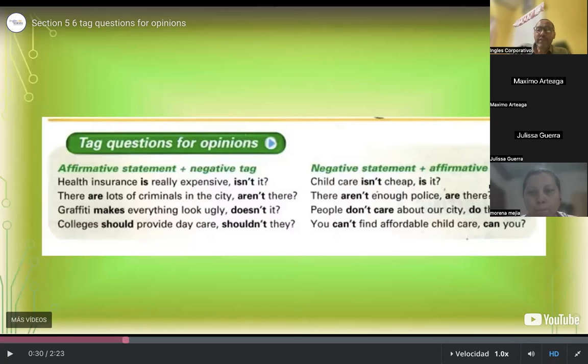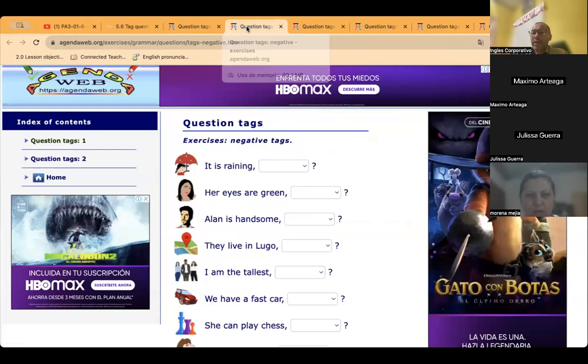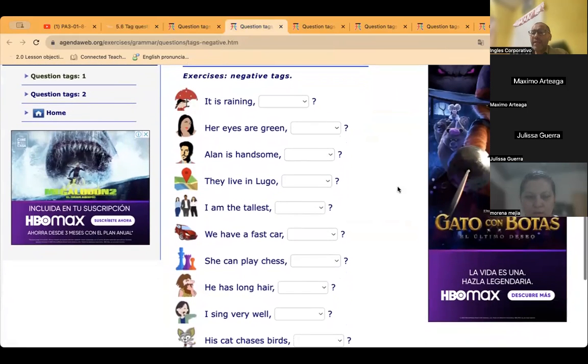Okay. Julissa, any questions? Not for me. Okay. Maximo, any questions? Sure. It's clear. Okay, great. Then let's try a little bit together to make sure that it's clear for everyone. Here I have some sentences. Let's take a look. Maximo number one, Julissa two, and then Morena three, and we go in an order.